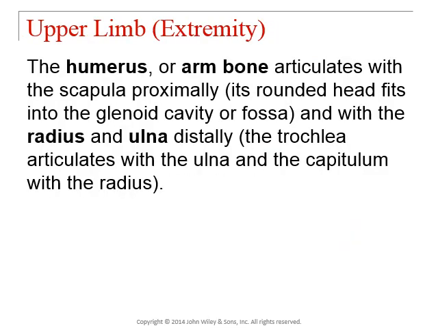Moving distally from the pectoral girdle of the scapula and clavicle, we find the humerus, or the arm bone. This will create the brachium of the upper extremity, which is the upper portion of the arm. It will articulate with the scapula proximally in the glenoid fossa, and it will articulate distally with the radius and the ulna, which will form a two-bone portion of the antebrachium, also known as the forearm.